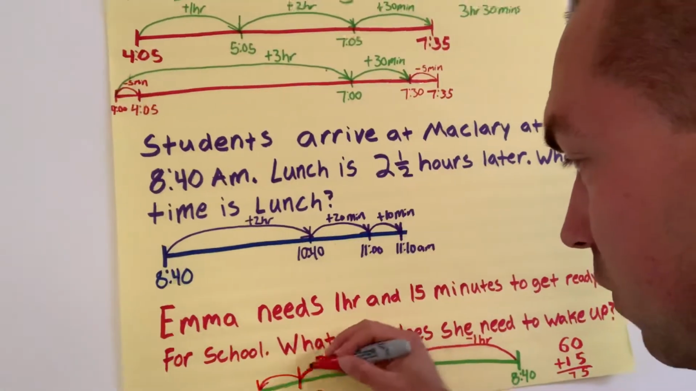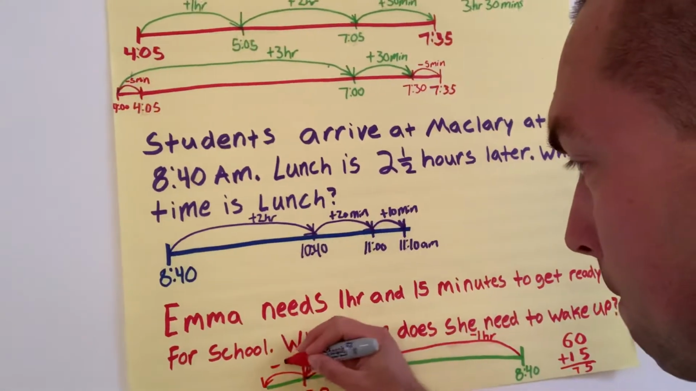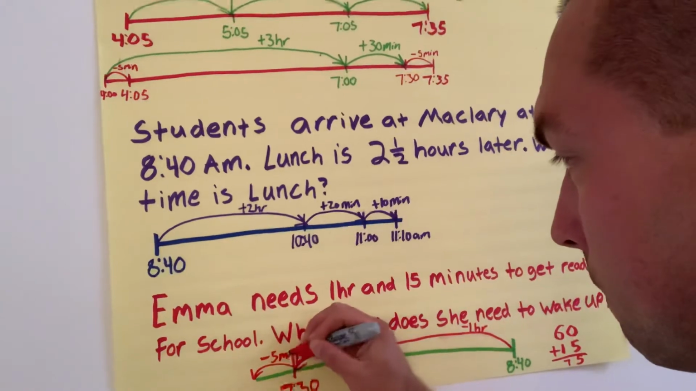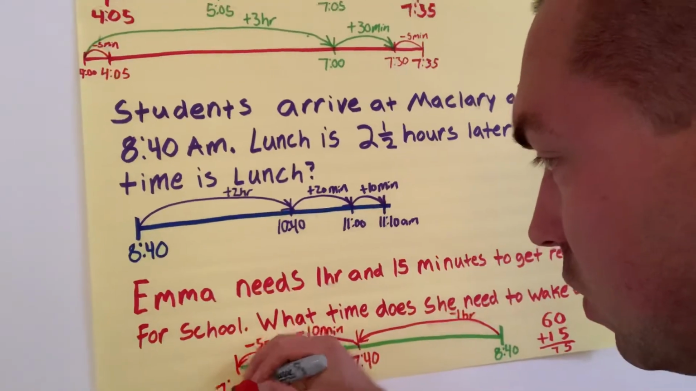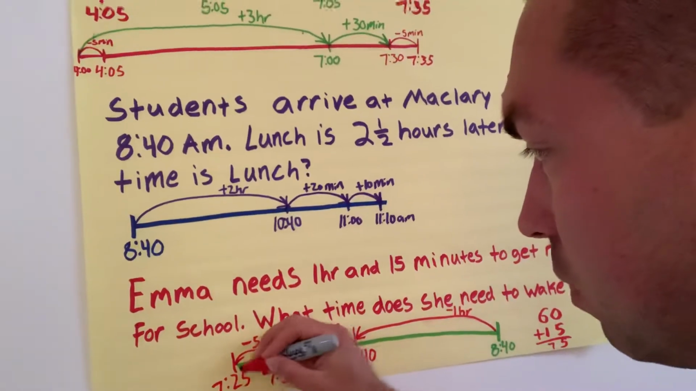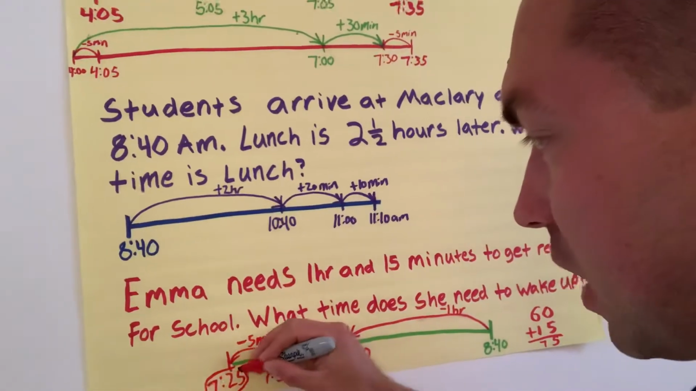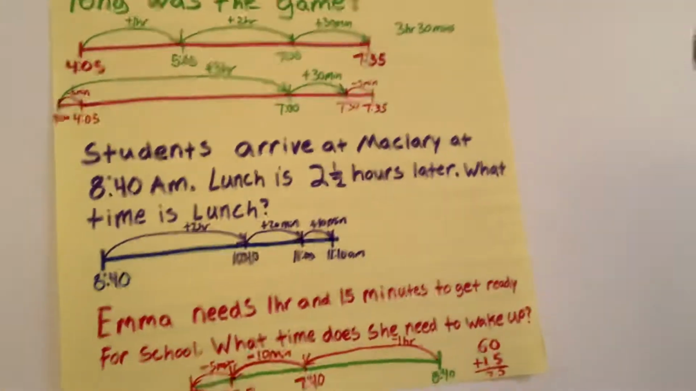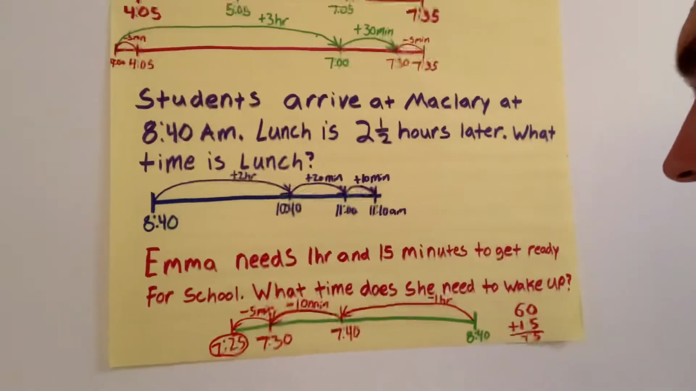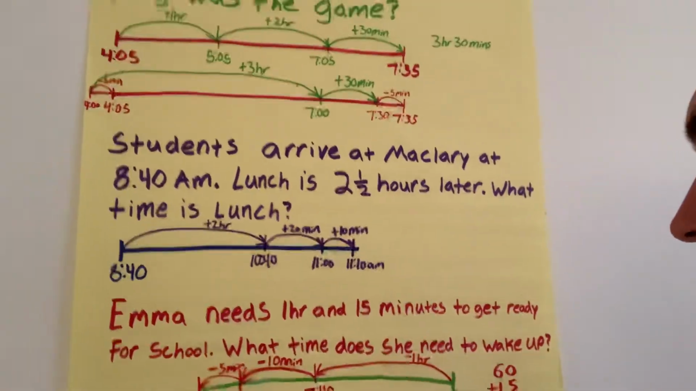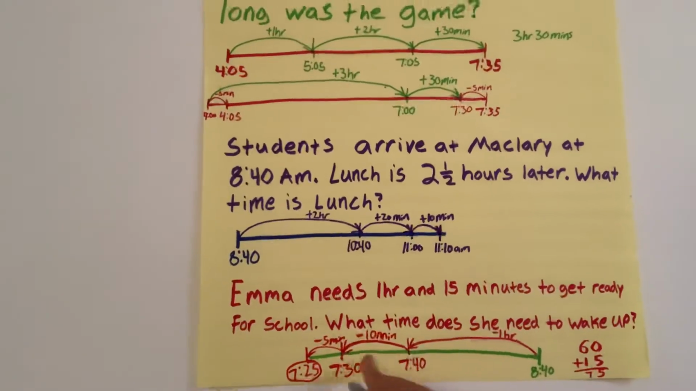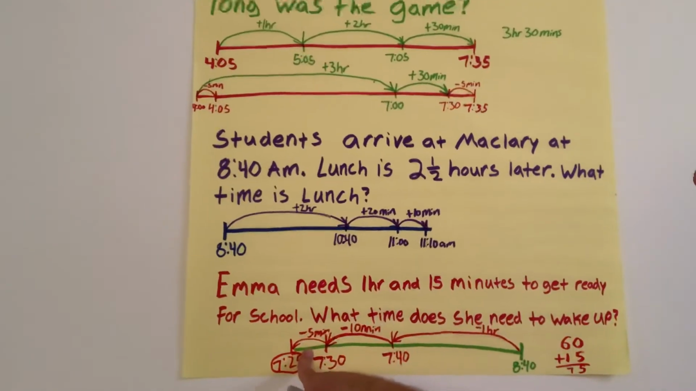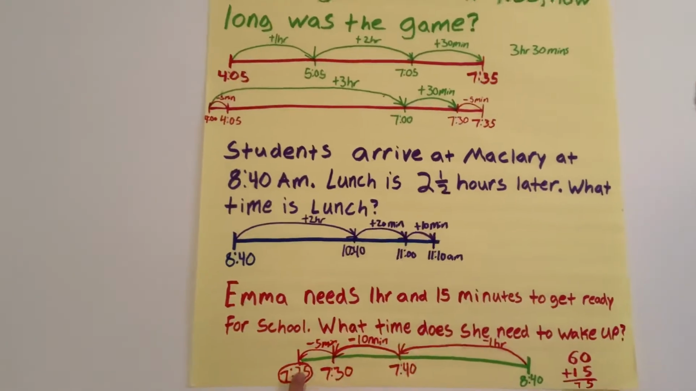So removing another 5 minutes will get me to that time of 7:25. Boom. So there's my answer right there. So you could do it whatever way you like. If you wanted to just take away 15 from 40, and you're good at subtraction, then you would know that it's going to be 7:25 there.